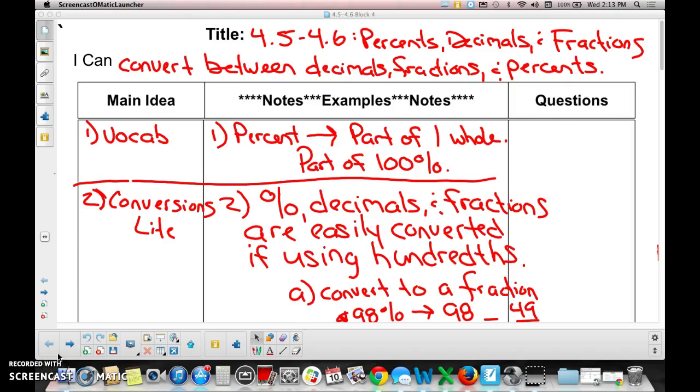What did we do today? Yasmin, what did we do for our notes today? We converted between decimals, fractions, and percent. And you are correct. So the title was 4546. We combined two lessons into one: percents, decimals, and fractions.